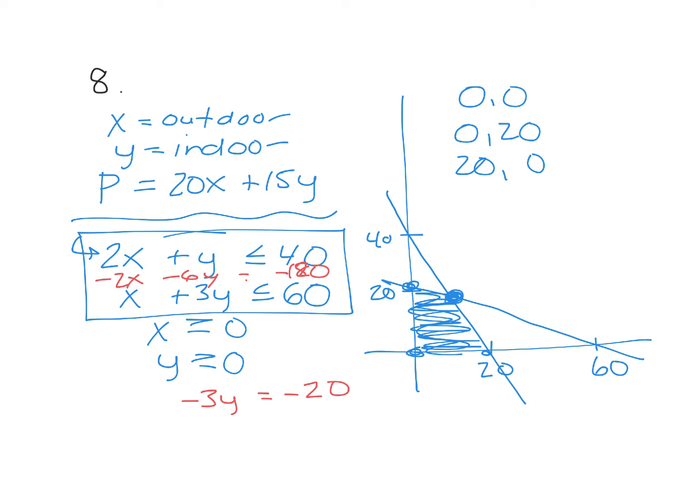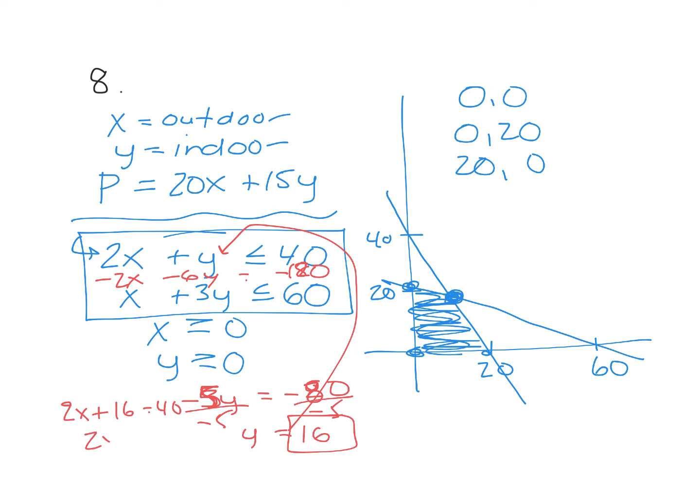And then I would have -5y is equal to a -80. And dividing by -5 will give me y to be 16. Plugging 16 in, I'd have 2x plus 16 is 40. I subtract 16, I'm going to get x to be 12. So this point is the point 12, 16.